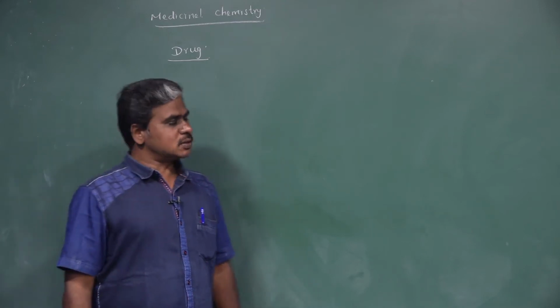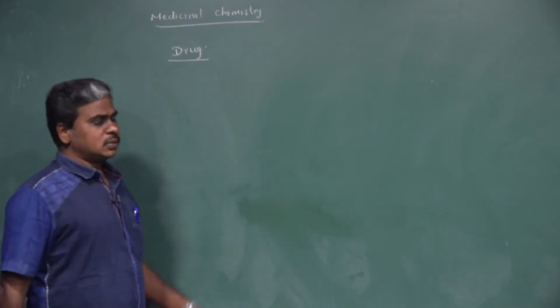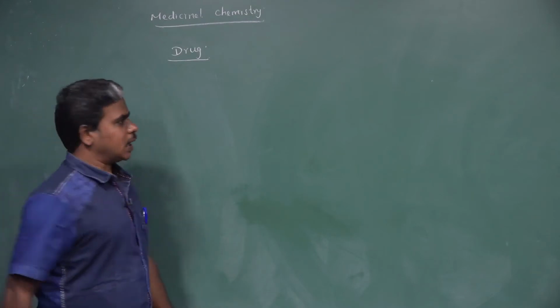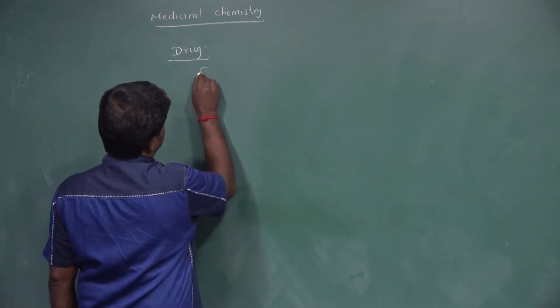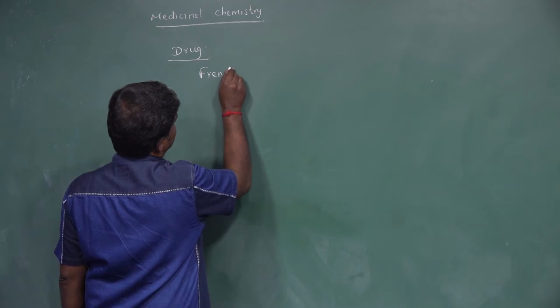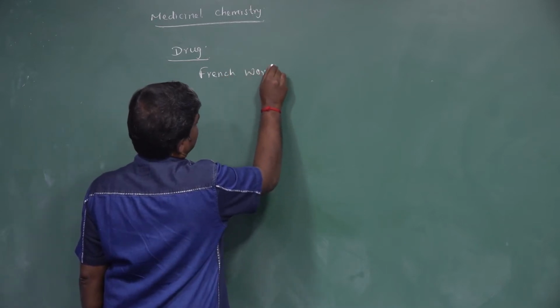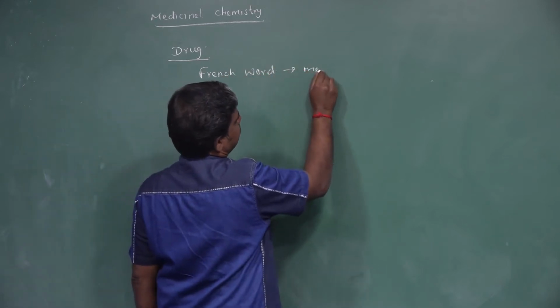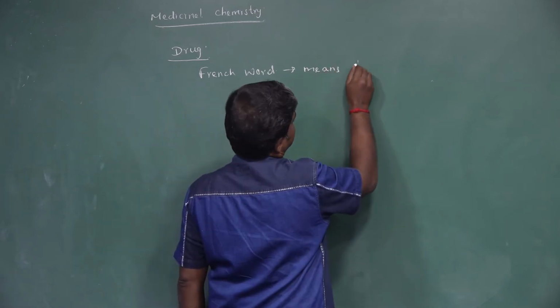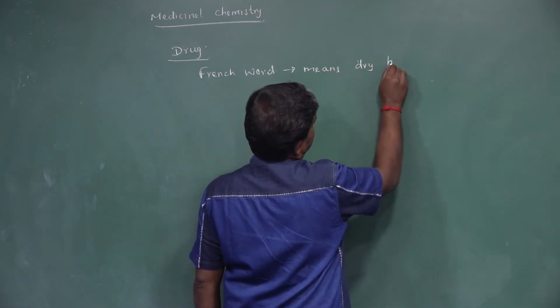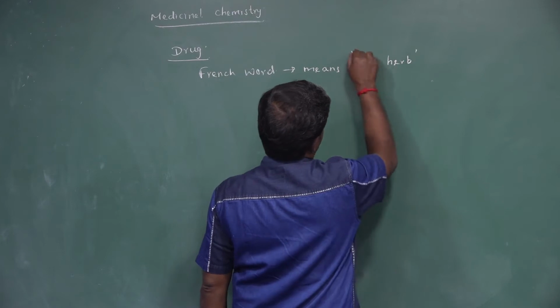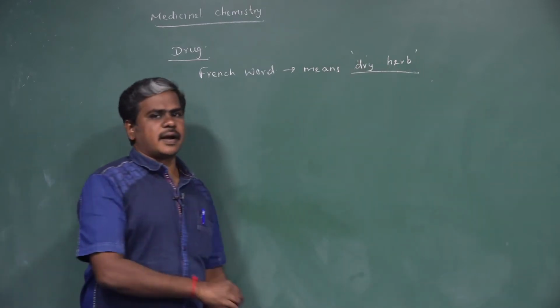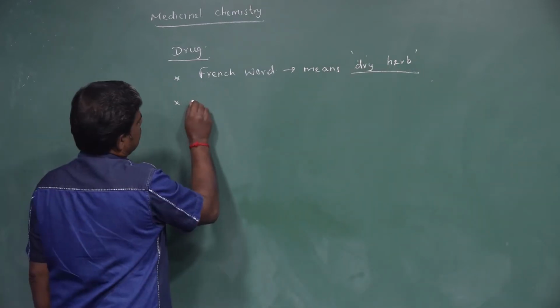Let us discuss medicinal chemistry. Now, what do you mean by drug? Drug is a French word, meaning herb. It is a dry herb. So, drug means dry herb.